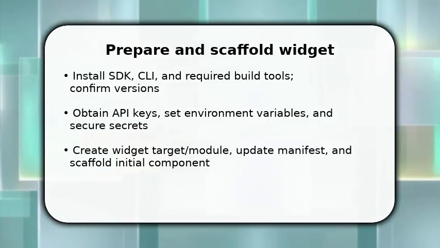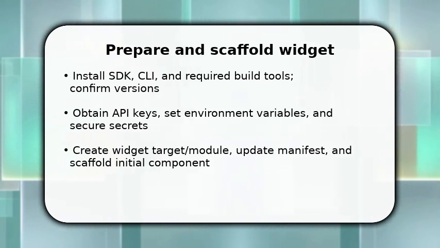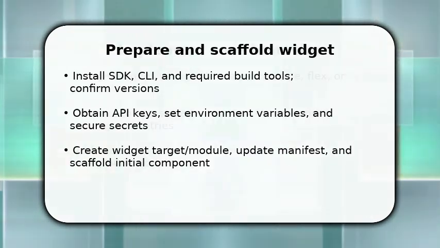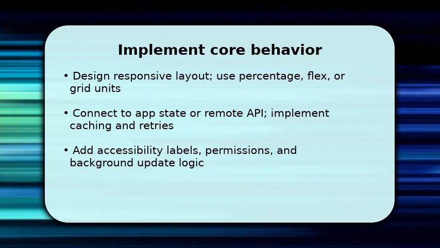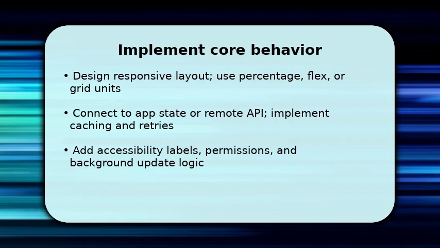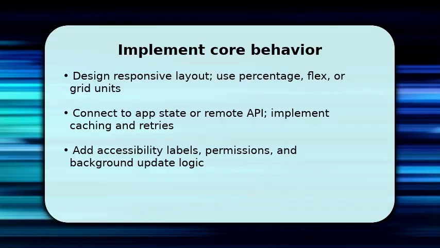Now you implement the widget's core behavior and make it resilient. Build a responsive layout using Flex or Grid and wire the UI to app state or a remote API, adding local caching and retry logic to handle failures. Ensure you request only necessary permissions and implement background update handlers. Make sure to include accessibility attributes and unit tests once these pieces work together.